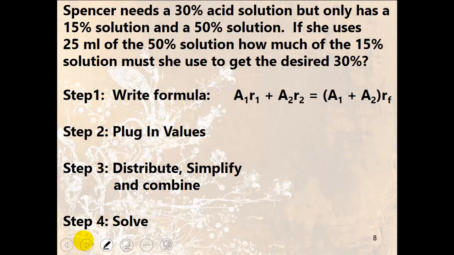All right, so Spencer needs a 30% acid solution, but in her lab she only has a 15% solution and a 50% acid solution. So if she uses 25 milliliters of the 50% solution, how much of the 15% solution does she need to use to reach her 30% solution? So you have to identify amounts versus rates, okay? So 25 is an amount.